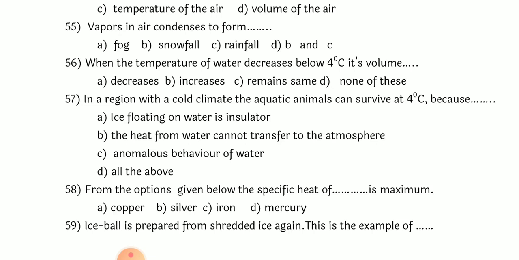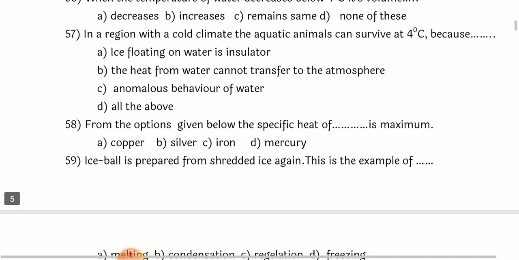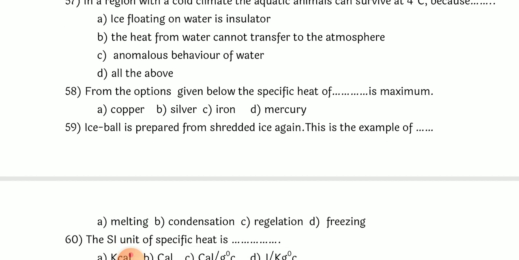In regions with a cold climate, the aquatic animals can survive at 4 degrees C because ice floating on water is an insulator, heat from water cannot transfer to the atmosphere, anomalous behavior of water, and all of the above. Okay, it is all of the above because of all these things, correct? 58, from the options given below, the specific heat of dash is maximum. The specific heat of iron is maximum. Specific heat means the capacity of that substance to absorb heat.